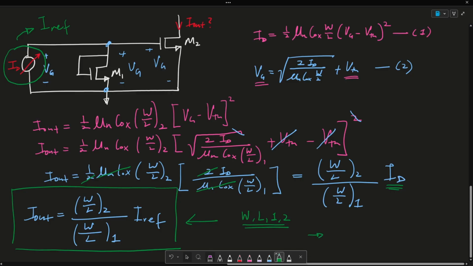In the next video, I will be doing 2 examples just to drive home the concept of the current mirror. So please feel free to check that out.